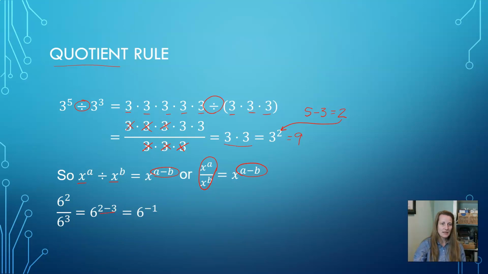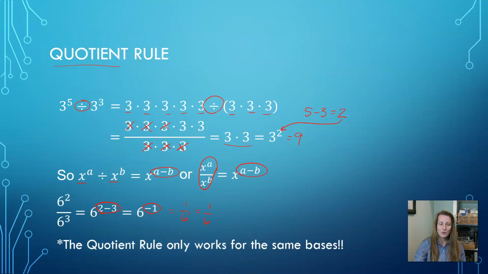Well, I take my exponents, I subtract them. Does it matter that it ends up being negative? No. And we're going to learn later on what this looks like if I don't want to have a negative exponent, just to whet your whistle a little bit. It will be the same as 1 over 6 to the first power, or 1 over 6. Once again, the quotient rule only works for the same bases. Make sure you have that down.